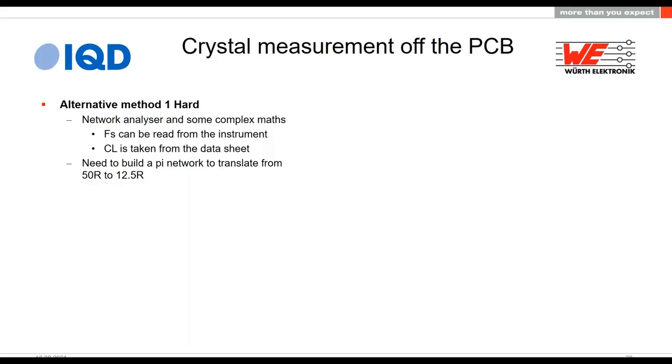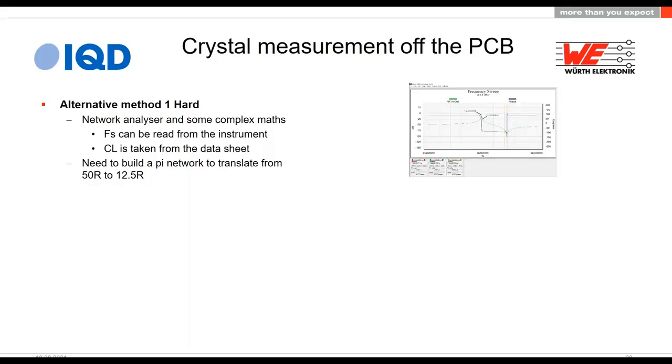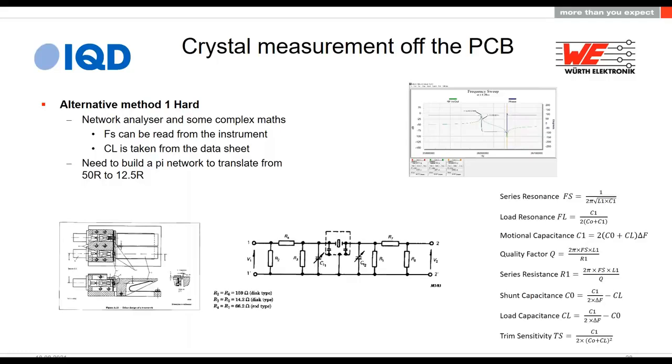Okay, first method, you could use a network analyzer. If you've got a network analyzer, you could set it up like in that trace where it's just showing you phase and gain. I showed you where the peak was, where the FS measurement is. The CL value you can take from the data sheet. You will need to build a pi network because the 50 ohm output from your network analyzer needs to be translated into something better, which is 12.5 ohms.